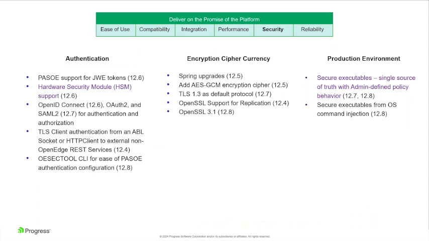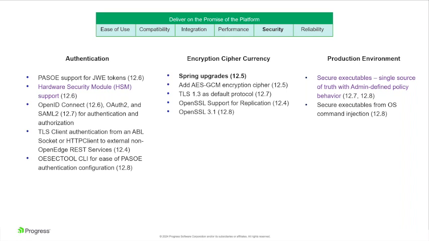On our second slide, delivering on the promise of the platform, we explore authentication. PASOE has been enhanced to support JWE tokens. Previously, it was just JWT, therefore they weren't encrypted. We have incorporated the ability for OpenID Connect, OAuth 2, and SAML 2, all for authentication and authorization. We've also created an OESEC tool. It's a CLI-based tool, which enables you to easily confirm that your authentication configuration for PASOE is as you intended.